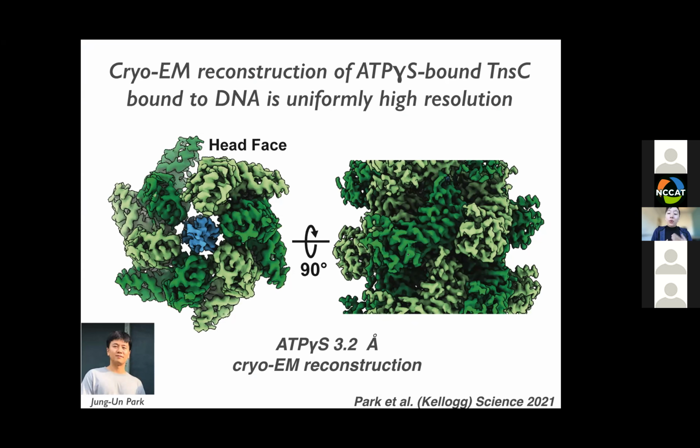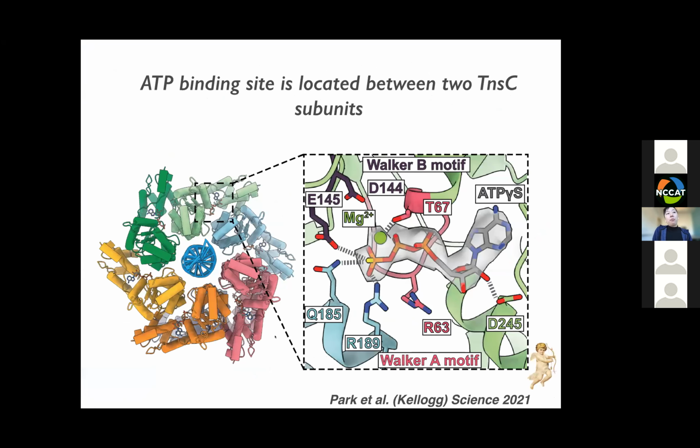So with this in hand, we proceeded with model building, and this is the model that we came up with. There are, of course, as I told you, 6 subunits arranged in a hexameric fashion, a continuous helix, and in the pore here is the DNA, right?